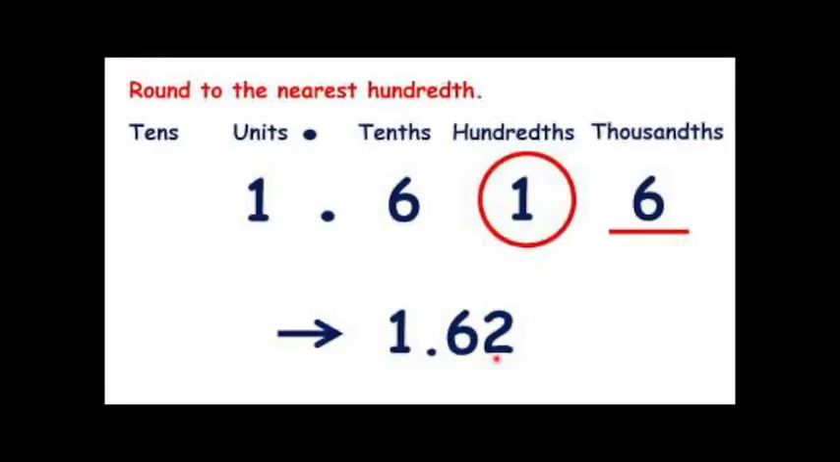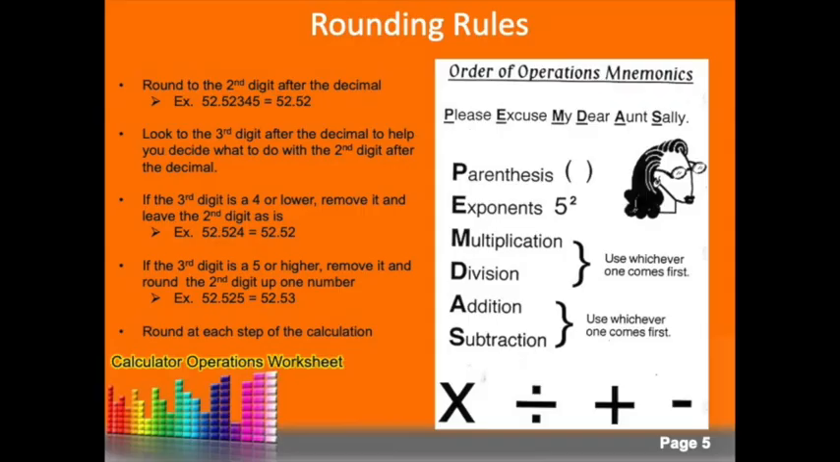And then if the third digit is a 5 or higher, you're going to remove it and any values after it and round the second digit after the decimal up one number. For an example of that, let's say you calculate 52.525. You have a 5 there in your third digit, and so you're going to be removing it and rounding the second digit after the decimal up one number, which would get you 52.53.